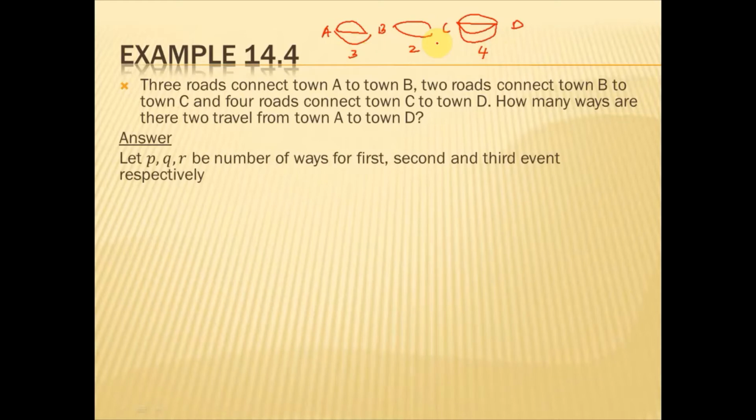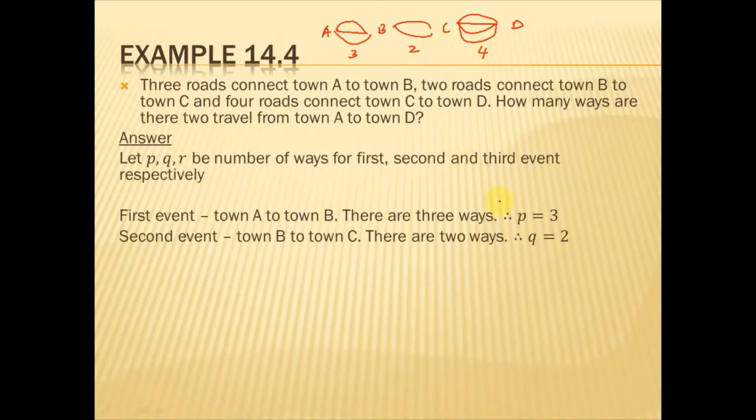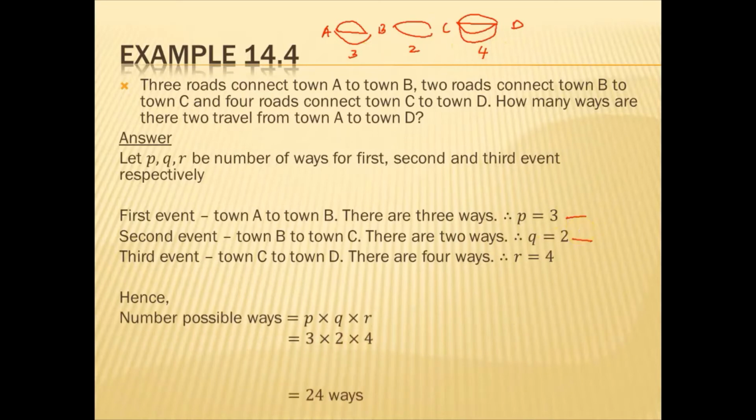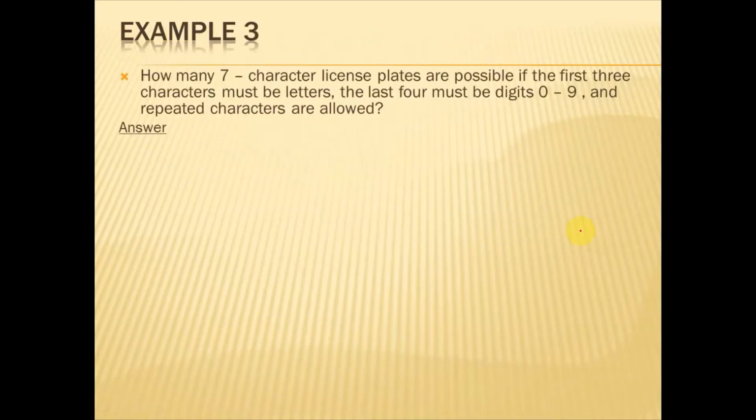So the answer: I let P be A to B, Q be B to C, and R be C to D. So ways for P is 3, for Q is 2, for R is 4. Times everything. Therefore, there are 24 ways to go from A to D.